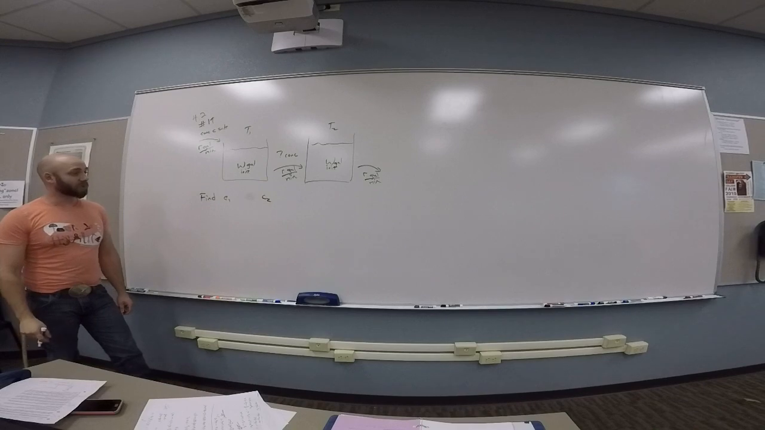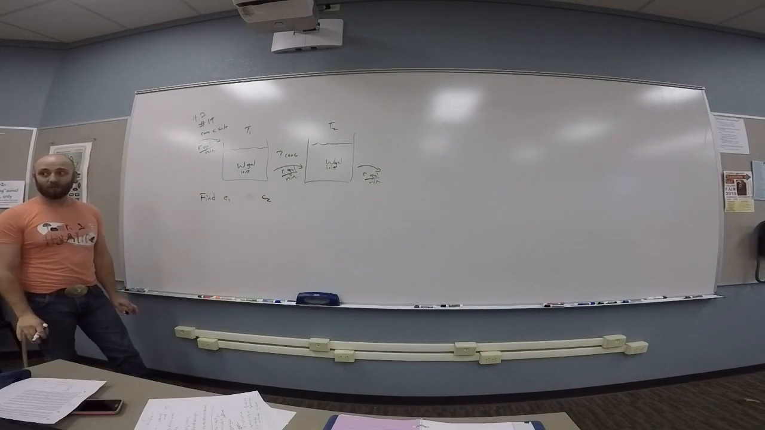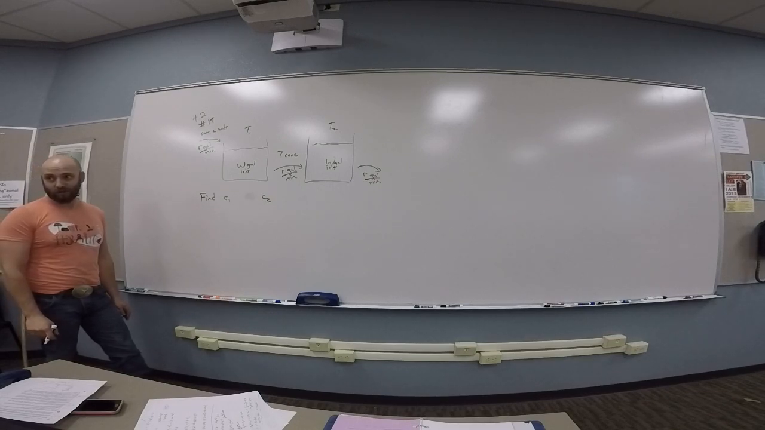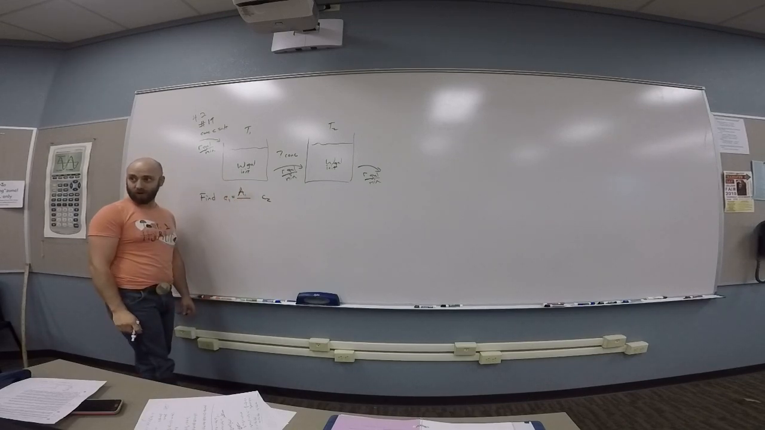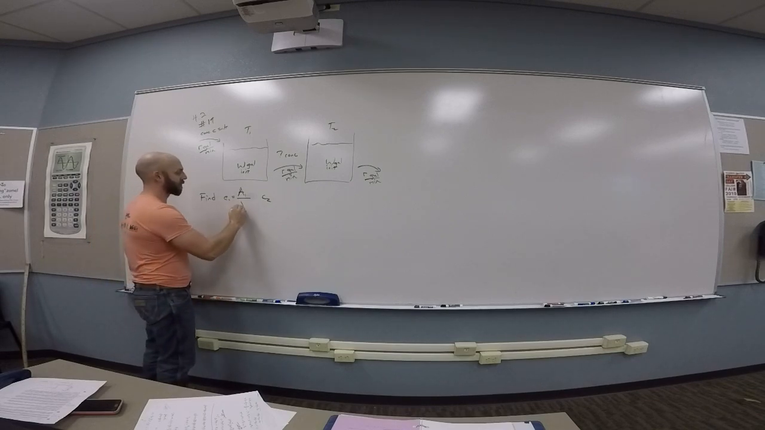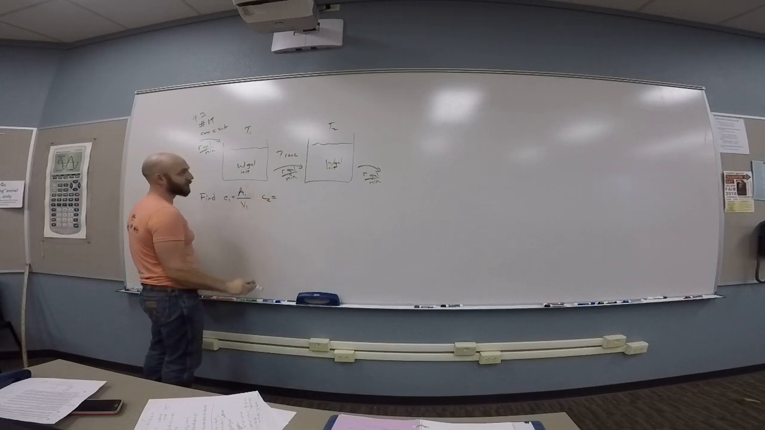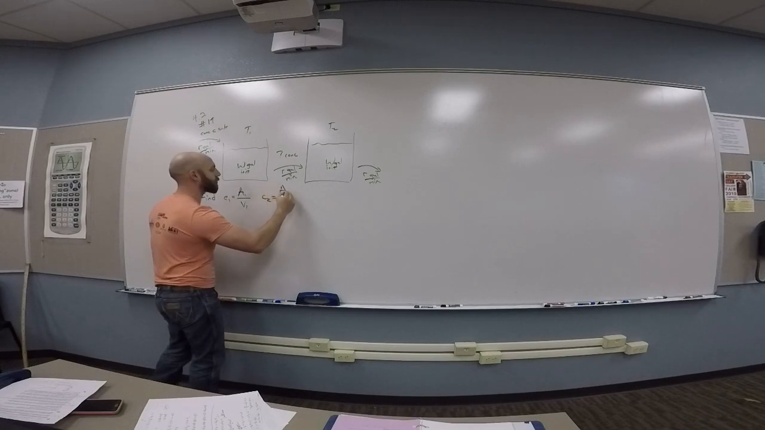So first, it's a tank problem, right? So what are you actually going to write differential equations for? The amounts, right? So C1 is going to be the amount in tank 1 divided by the volume of tank 1. And C2, the concentration in tank 2, that's going to be the amount in tank 2 divided by the volume of tank 2.